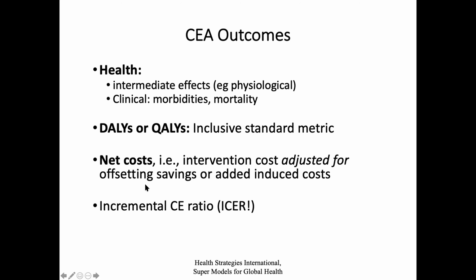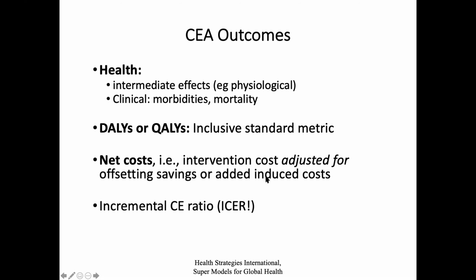We then want to get to net costs, the intervention cost adjusted for offsetting savings or added induced costs. So what does that mean? Well, if you're preventing HIV, your intervention may cost $1 million, but the HIV cases you avert perhaps would have cost $500,000. So your net cost is $500,000, not $1 million. And sometimes you can actually save more than you spend, and that's where you get into an intervention that has a net savings overall and is therefore dominant.